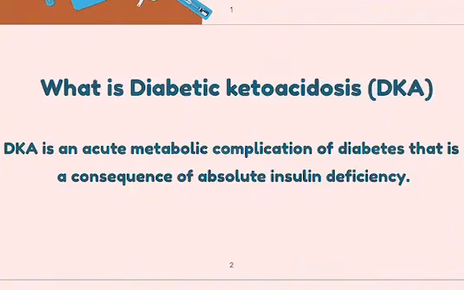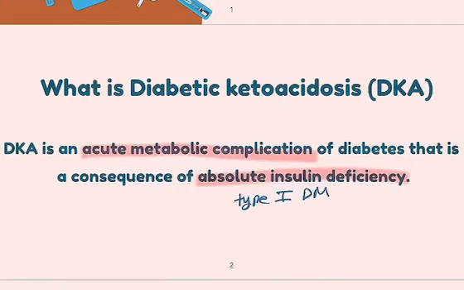Now, first of all, let us know what diabetic ketoacidosis is. Diabetic ketoacidosis is an acute metabolic complication of diabetes that is a consequence of absolute insulin deficiency. Now, in which diabetes do you find absolute insulin deficiency? Yes, this is type 1 diabetes mellitus.